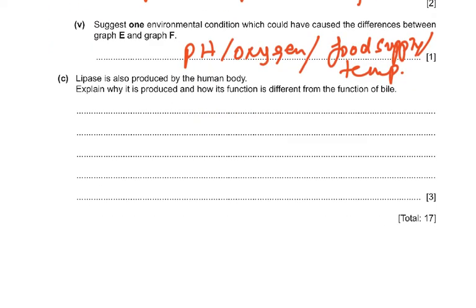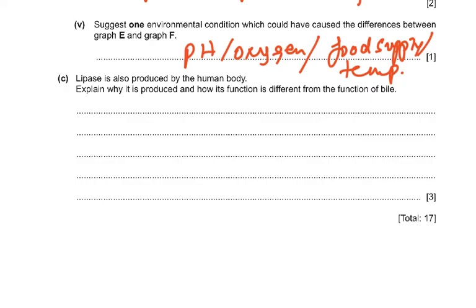Now coming to the C part of the question, lipase is also produced by the human body. Explain why it is produced and how its function is different from the function of bile. Lipase digests fats, or you can say hydrolyzes fats, or breaks down fats into fatty acids and glycerol, which are produced as a result of the breakdown of fats.